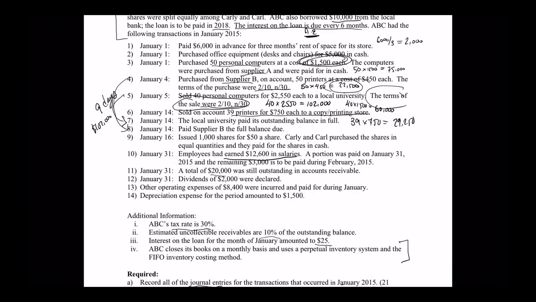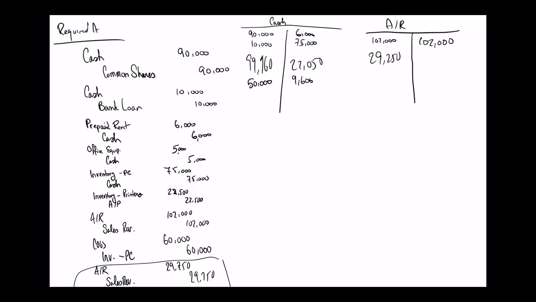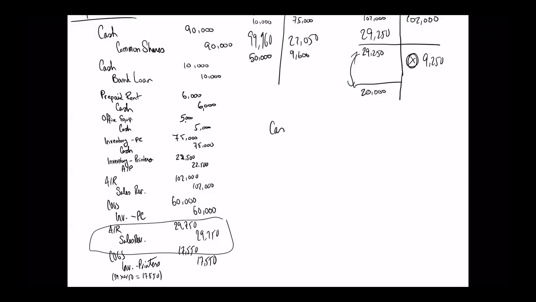Next, a total of $20,000 was still outstanding in accounts receivable. So let's just take a look over here. If you sum up everything here, our AR is at $29,250, and they're telling us our ending balance is $20,000. So the difference between the two is how much we've collected. So that's $9,250. So we're going to record that this was collected. So debit cash, credit AR, $9,250, $9,250. So let's record that in our cash.